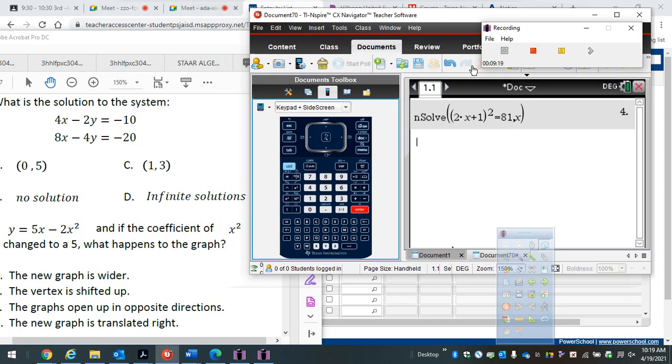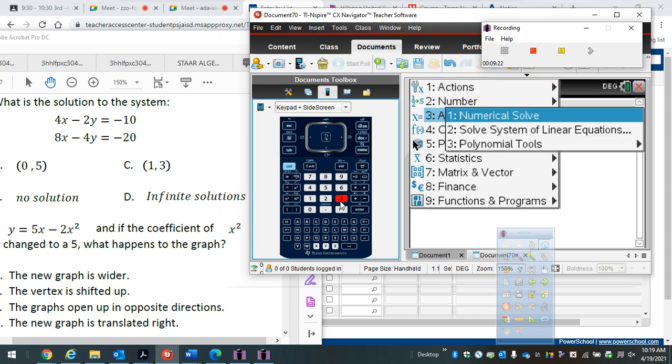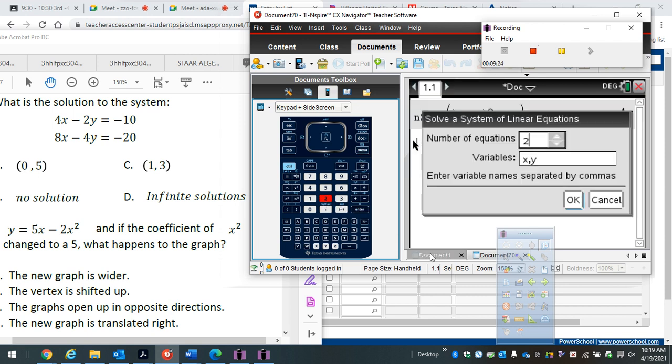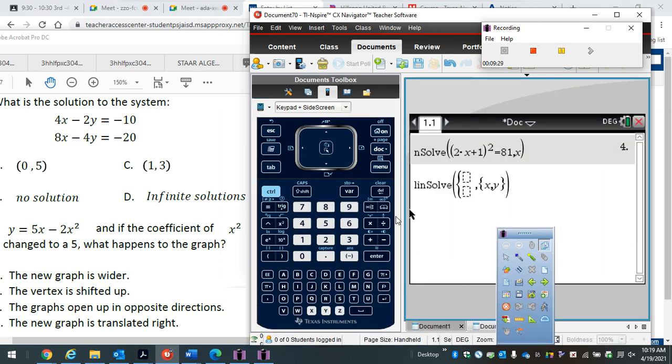Make sure it's on the calculator, right? Menu, algebra 2, then solve 2 equations, and just type them in exactly the way you see it.